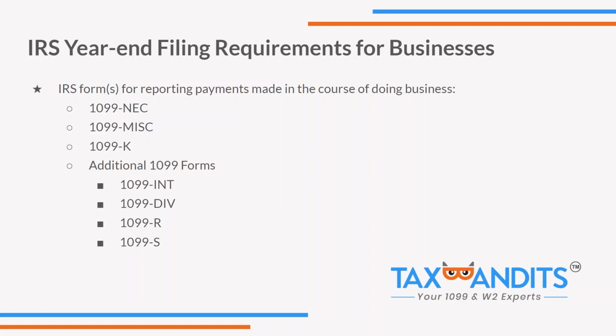Some businesses may even be required to file additional 1099 forms, such as the 1099 INT, which is used to report interest income, the 1099 DIV that reports dividends and distributions, the 1099-R that's used to report distributions from pensions, annuities, retirement or profit sharing plans, IRAs, insurance contracts, etc., the 1099-S that is used to report proceeds from real estate transactions, or even other types of 1099s and other forms.